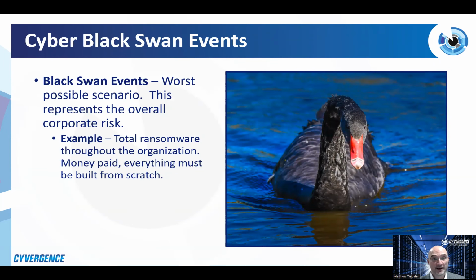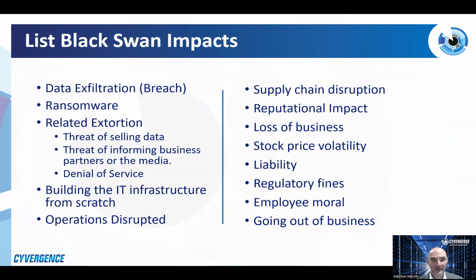So a black swan event is the worst case possible scenario related to an organization. This could be like total ransomware throughout the organization. They pay money and everything has to be built from scratch, which a lot of people think, oh, that'll never happen. The likelihoods are low, but it depends. There are organizations that have paid, one that I'm thinking of right now paid $40 million to get their ransomware turned off, but when you look at things, let me start to explain some of the details behind it.